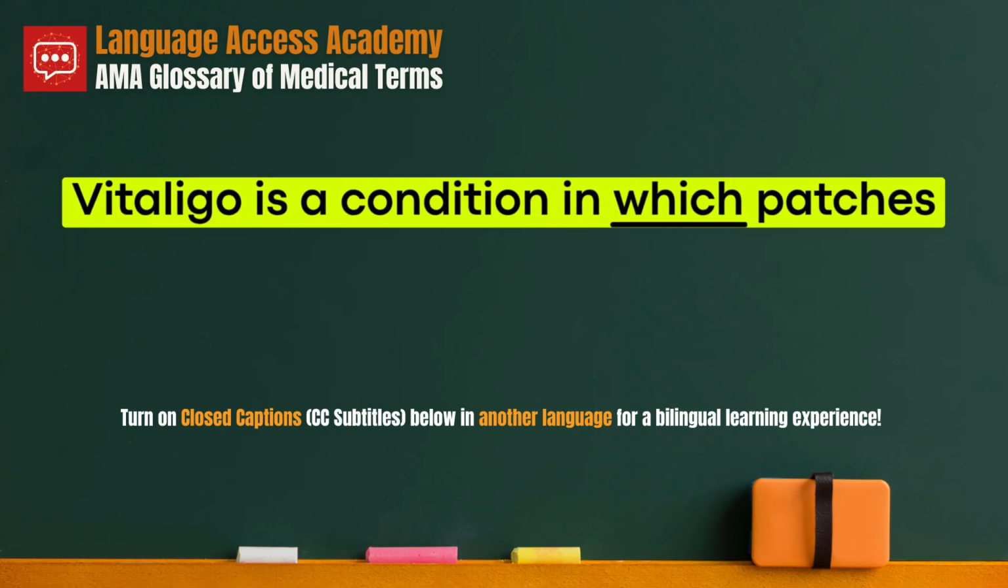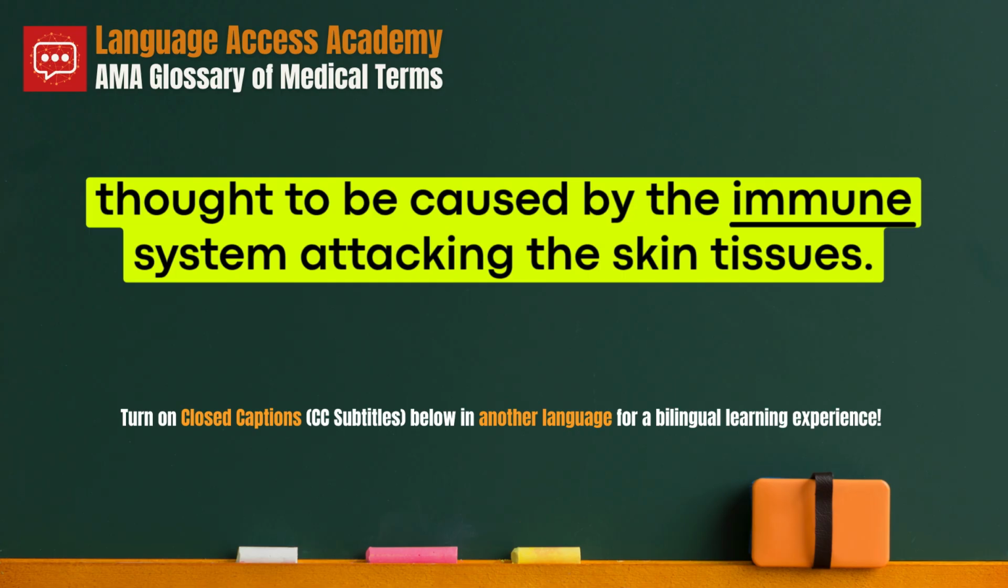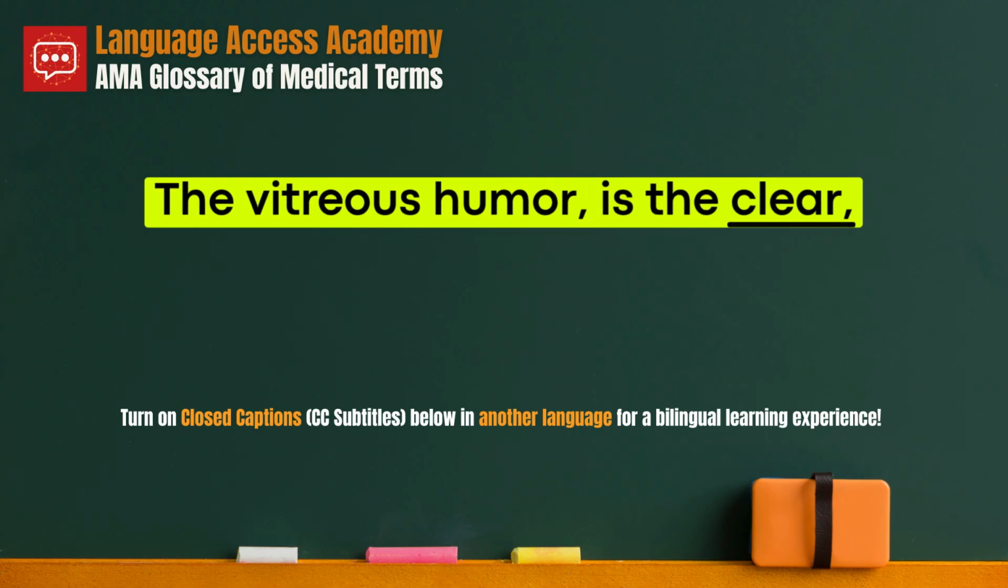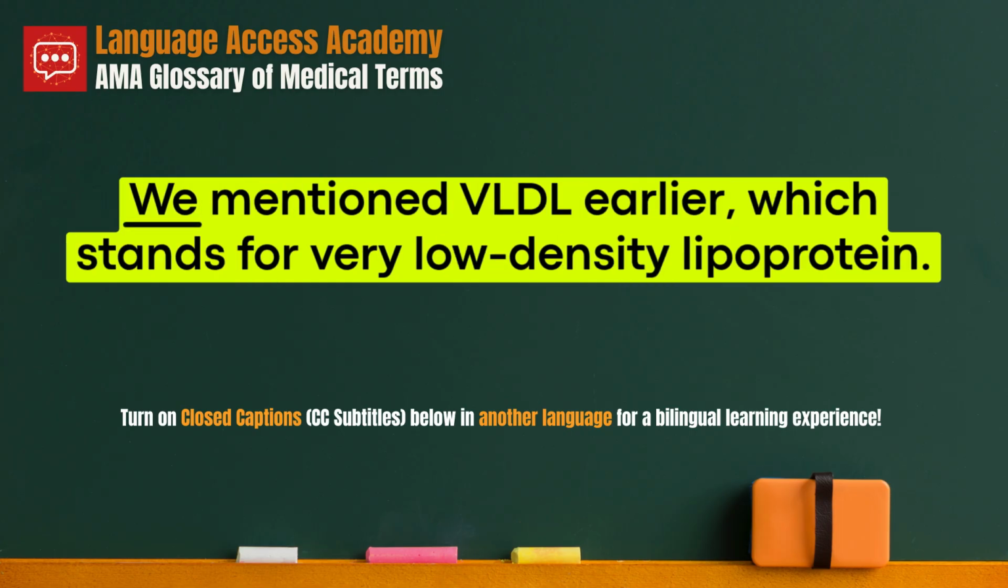Vitiligo is a condition in which patches of skin on the body lose their color, thought to be caused by the immune system attacking the skin tissues. The vitreous humor is the clear, watery fluid that fills the cavity of the eye behind the lens. We mentioned VLDL earlier, which stands for very low-density lipoprotein.